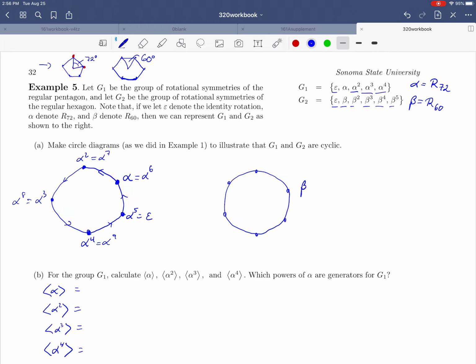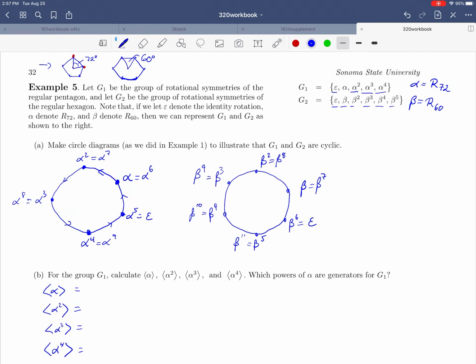And so I have beta somewhere. Then I have beta squared, beta cubed, beta to the fourth, beta to the fifth, beta to the sixth, which is my identity rotation, the don't-move-anything rotation. And then I'd keep going. Beta to the 7th is the same as beta, beta to the 8th is the same as beta squared, and so on. Beta to the 9th, beta to the 10th, beta to the 11th, and round we go. So we have our typical cyclic representation of our groups.